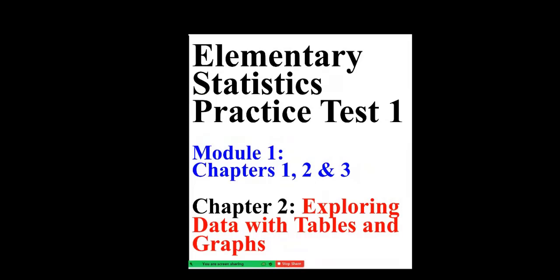We are looking at elementary statistics. Practice test 1, covering module 1, chapters 1, 2, 3. Here's chapter 2, exploring data with tables and graphs.